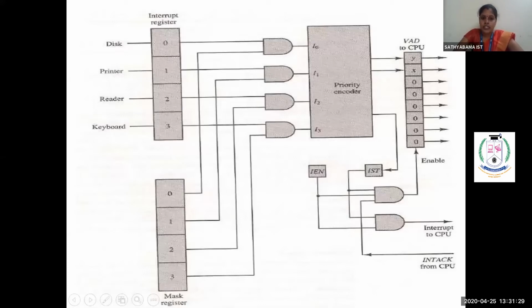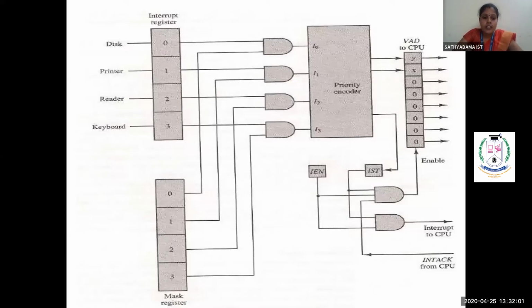Suppose the disk is not sending an interrupt, and only the printer sends an interrupt request to the CPU. It will check the interrupt acknowledge, go first to the disk, then come to the printer. The disk has not sent, so it moves on to the printer. The printer has sent the interrupt request, so it will not go to the reader and keyboard. But in the daisy chaining method, whether or not an interrupt request is given, it keeps moving on. Here, when the interrupt request comes from the printer, it will not move to the reader and keyboard.